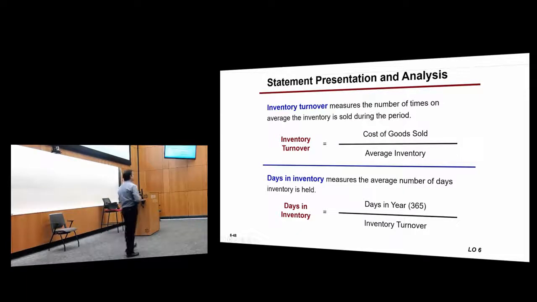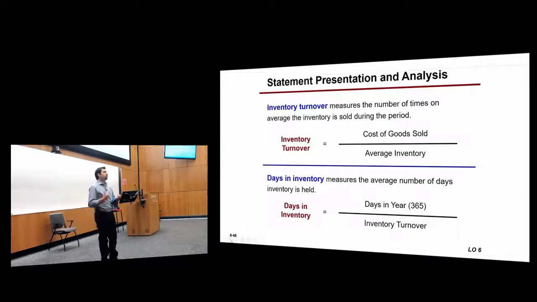Usually there are two main measures that are used for analysis of inventory. You have inventory turnover and days in inventory. What do we mean by that in plain English? Inventory turnover means basically how many times over the year you sold your inventory. Over this year, you sold your inventory, like for example 7 times.